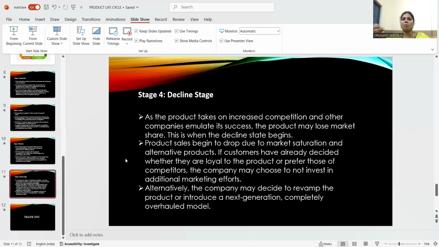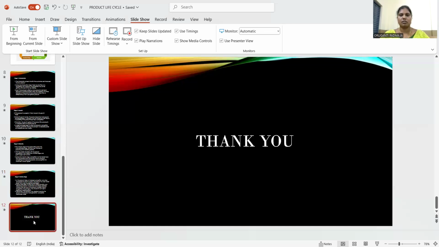The company will again remanufacture and reproduce it as a new product. These are the best examples of Colgate products. Each and every product goes through the four stages. Examples are Colgate salt, Colgate charcoal, Colgate Vedshakti, Colgate paste, Colgate powder, etc. Thank you.